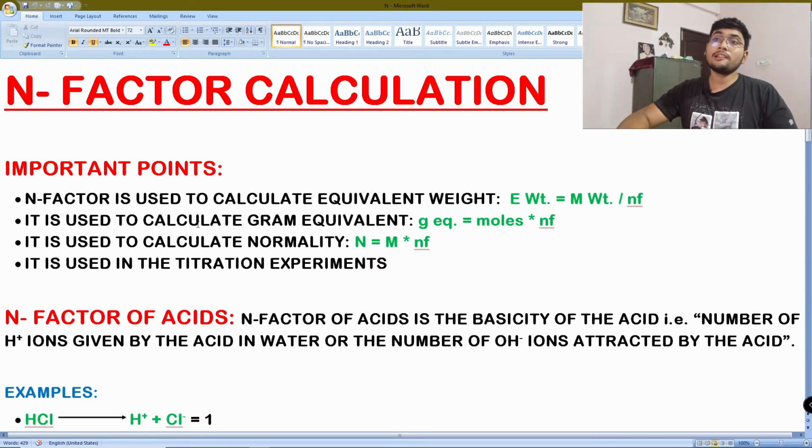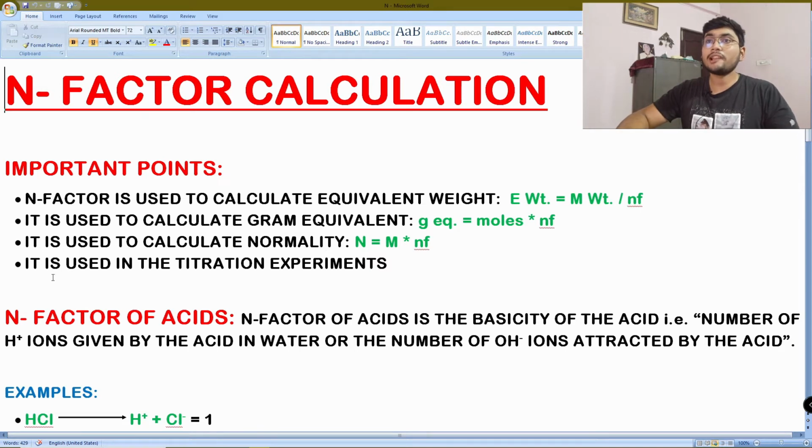The same goes for gram equivalent, because the formula of gram equivalent is moles into n factor. Now the third point is that n factor is also used to calculate normality. The formula of normality is molarity into n factor. So if you don't know the n factor, you will not be able to calculate normality.